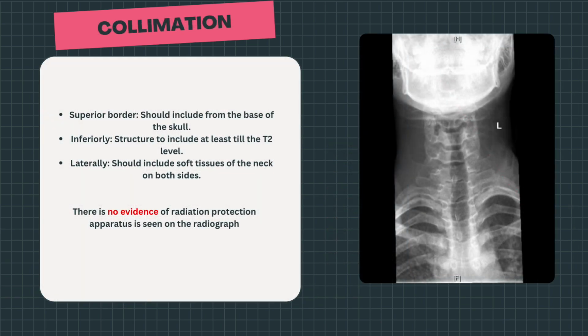Moving on to the collimation. The collimation should be done to all 4 borders of collimation. At the superior border, the structure that should be included is from the base of the skull. At the lateral border, the structure that should be included is the soft tissue of the neck on both sides. At the inferior border, the structure that should be included is at least until the level of the T2 vertebra. There is no evidence of radiation protection apparatus seen on the radiograph.